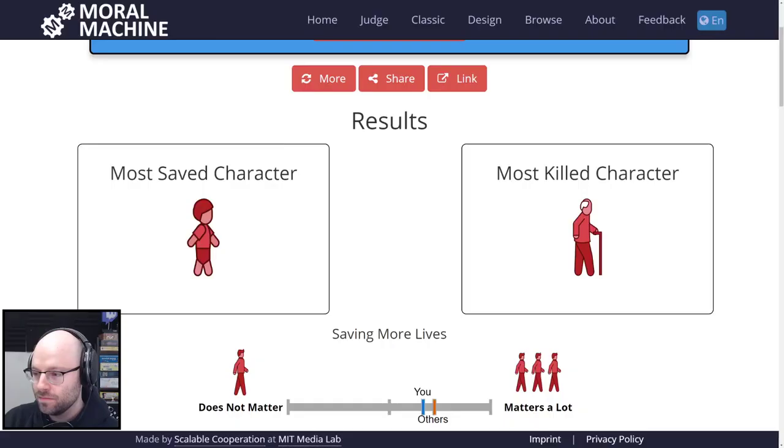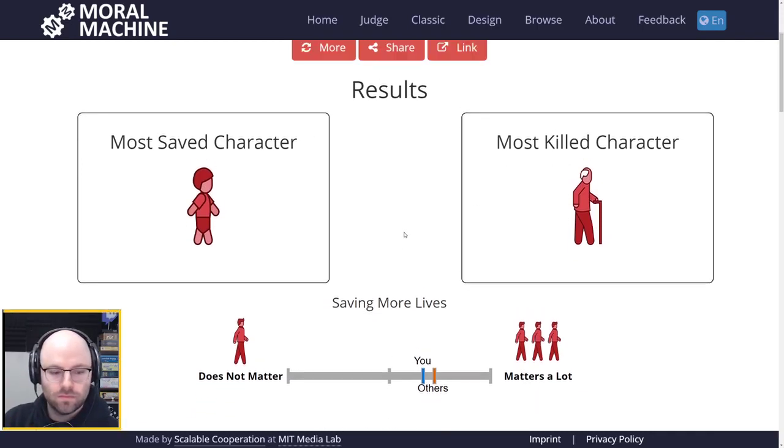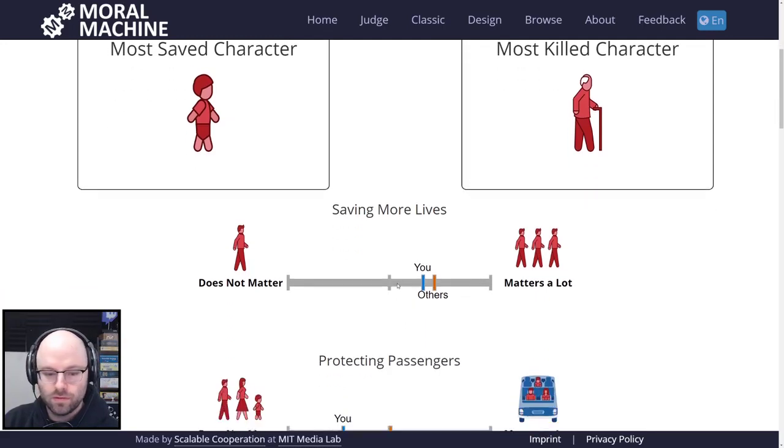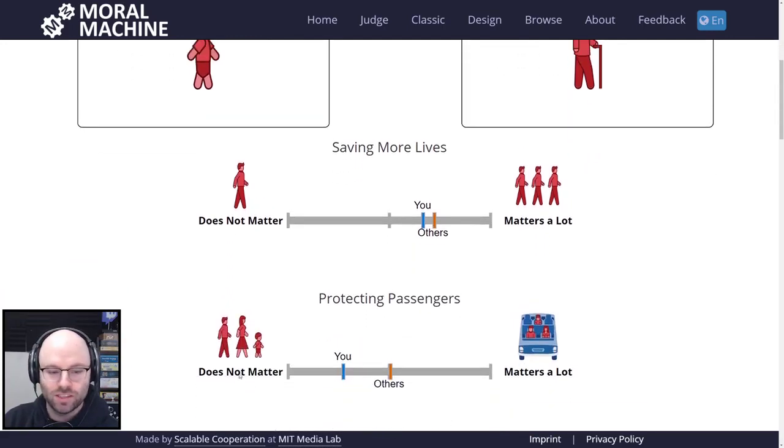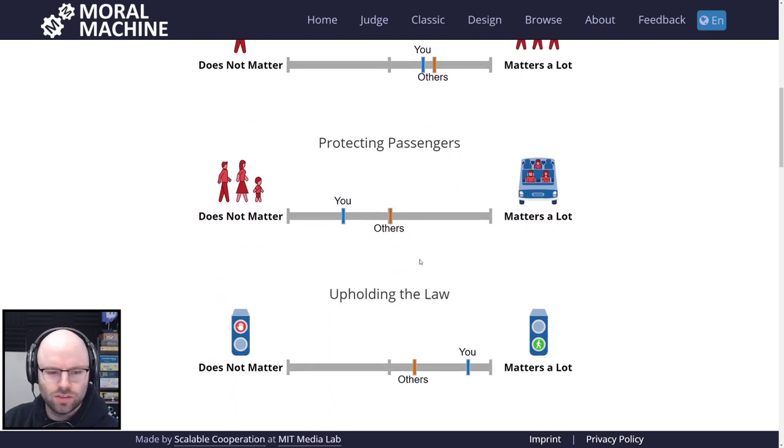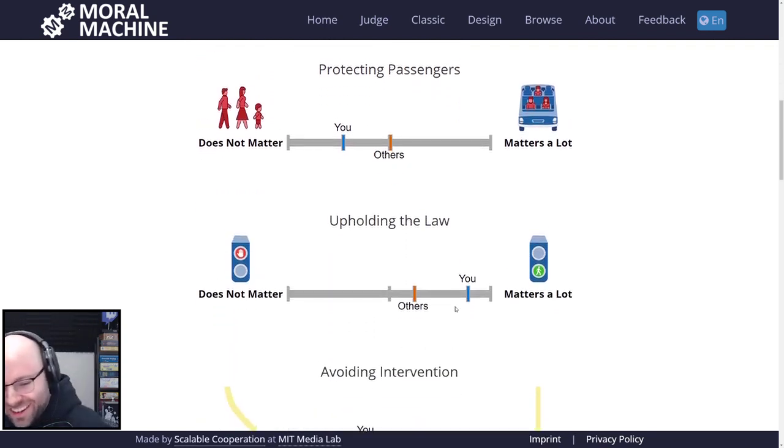All right. Let's see how we compare. Results. Most saved character, young boy. Most killed character, old man. Saving more lives matters less to me than other people. Protecting passengers does not matter. How can people be pro saving pedestrians and also passengers? Upholding the law. Oh, God.